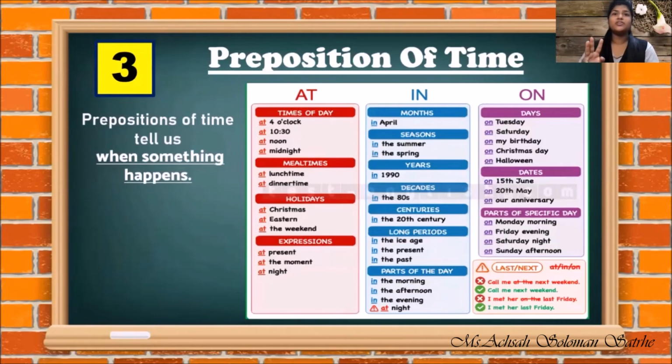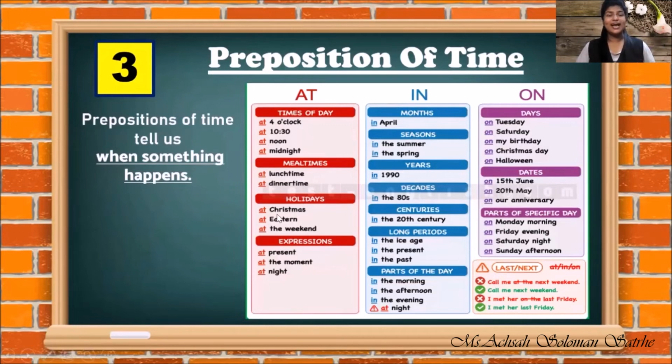So let's quickly try to understand when we should use at, when we should use in, and when we should use on. Now, at we should use during times of day. So for example, at 1 o'clock, 2 o'clock, 3 o'clock. So at will come with that time, all right? So at noon, at midnight. Next, meal times, at lunchtime, at dinner time.